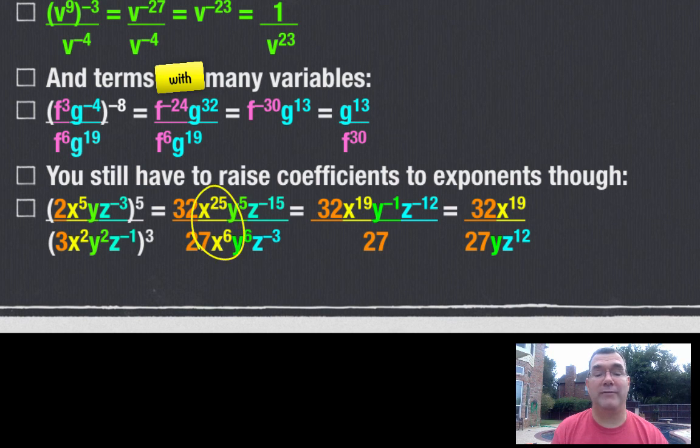x to the 25 divided by x to the 6 is x to the 25 minus 6, which is x to the 19. y to the 5th divided by y to the 6 is y to the 5 minus 6, which is y to the negative 1. z to the negative 15 divided by z to the negative 3rd is z to the negative 15 minus negative 3, so that is z to the negative 12.